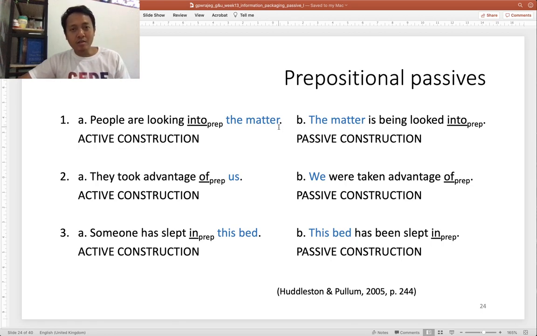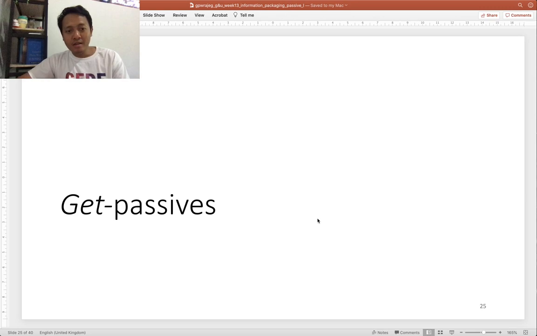2A, they took advantage of us. And us here is, I think, the accusative form of the pronoun we. Object of the preposition, and then it becomes the subject, taking the nominative case form. So we were taken advantage of. Okay, passive. Last one, someone has slept in this bed. This bed is the object of the preposition in, and it can be used as the passive subject, such as this bed has been slept in. Okay, prepositional passive in English.